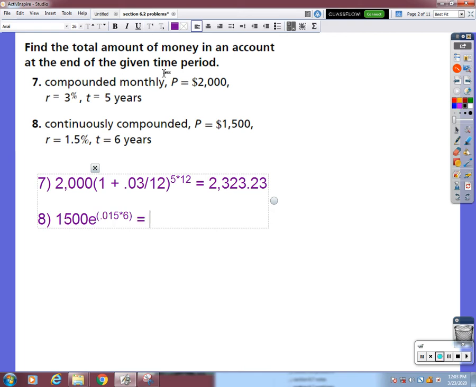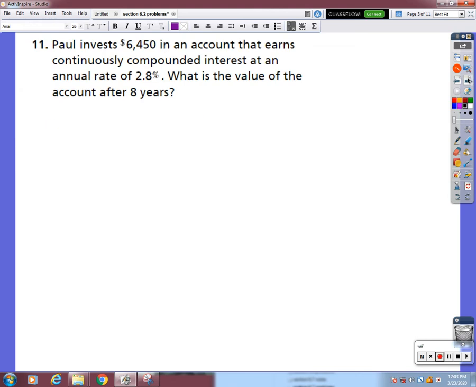Okay, so again, on Desmos, 1500, go to the keyboard, e to the parentheses, 0.015 times 6 means I end up with this much money. Okay, so those are pretty straightforward, pretty easy problems. Okay, same thing here.